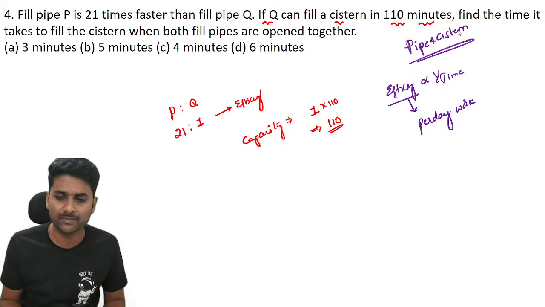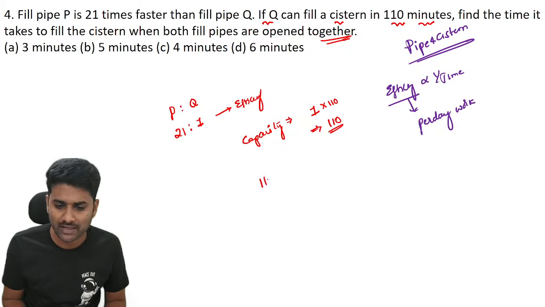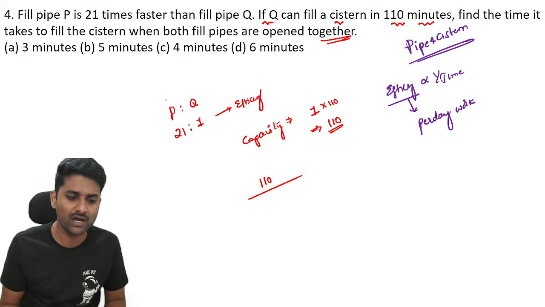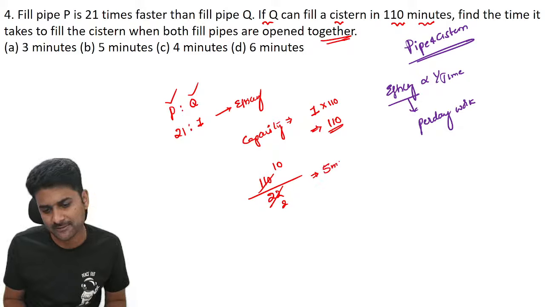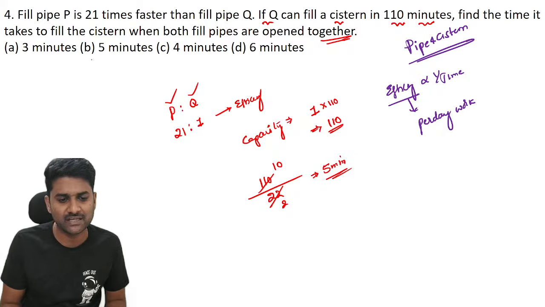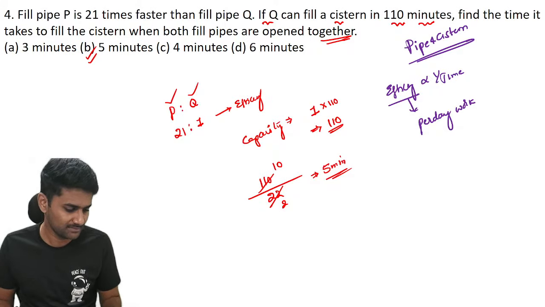Now you have the total capacity. Find the time taken to fill the cistern when both pipes are open together. The total capacity is 110 units. Now we open both taps P and Q. We know that P delivers 21 units and Q delivers 1 unit, so both together deliver 22 units. 11 tens are 110, 11 twos are 22, so it takes only 5 minutes. If you open both the pipes, it takes only 5 minutes to fill the cistern. Clear?